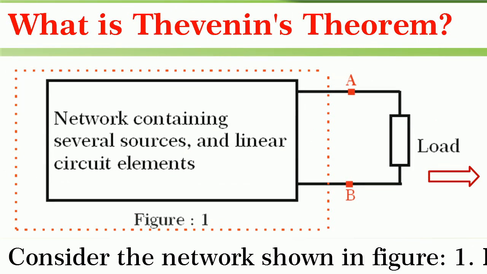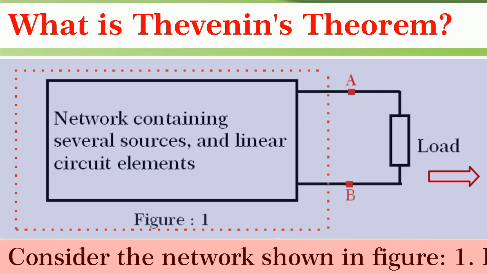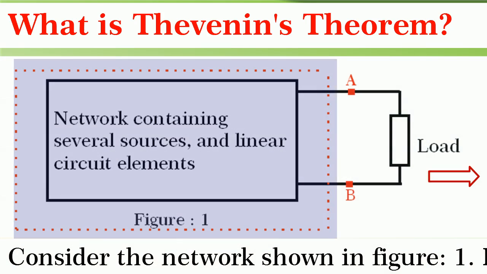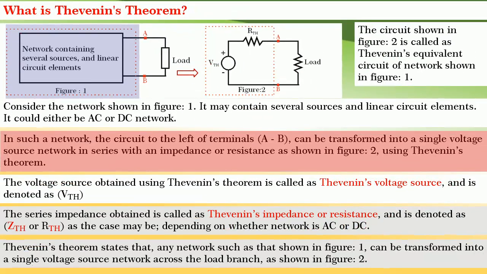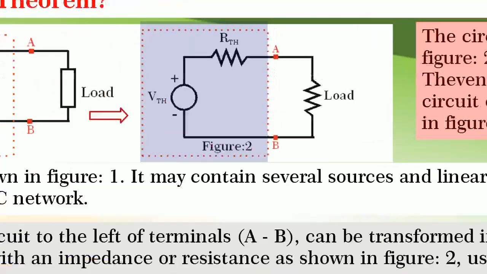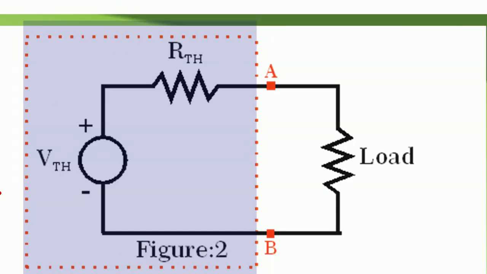Friends, to understand Thevenin's theorem, consider the network shown in figure 1. The network may contain several sources and several linear circuit elements connected in some configuration. The network could also be AC or DC. In such a network, the circuit to the left of the terminals AB can be transformed into a single voltage source in series with an impedance or resistance, as shown in figure 2, using Thevenin's theorem. This circuit shown in figure 2 is called Thevenin's equivalent circuit of the given network.